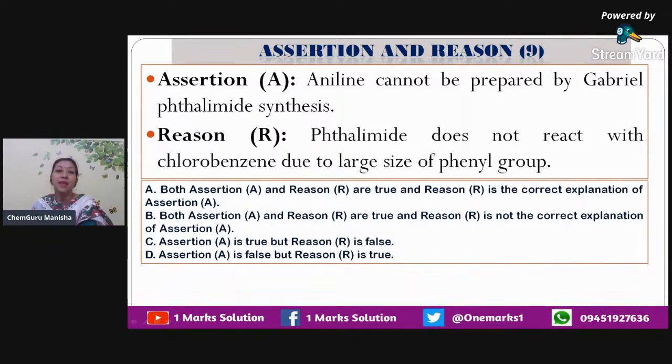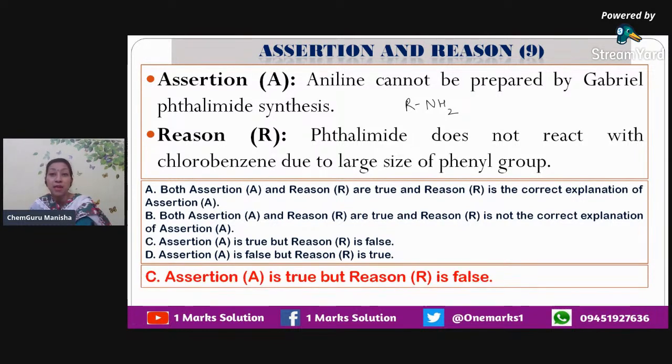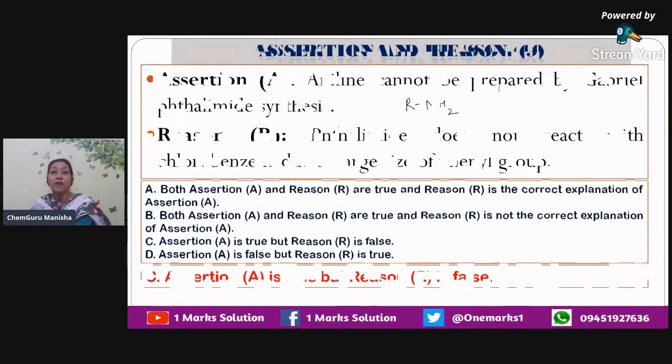Ninth statement is aniline cannot be prepared by Gabriel phthalimide synthesis. This is true because Gabriel phthalimide synthesis can only prepare compounds like RNH2, that is aliphatic primary amines, and aniline is aromatic, so it cannot be prepared. Reason is phthalimide does not react with chlorobenzene due to large size of phenyl group. This is not right. So assertion is true, but reason is false.